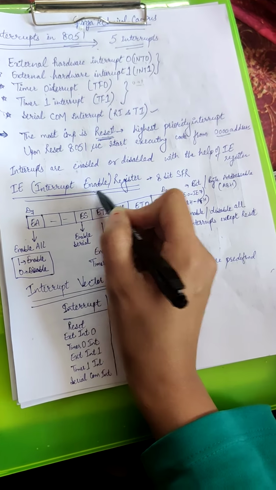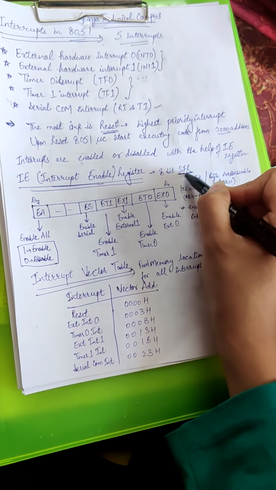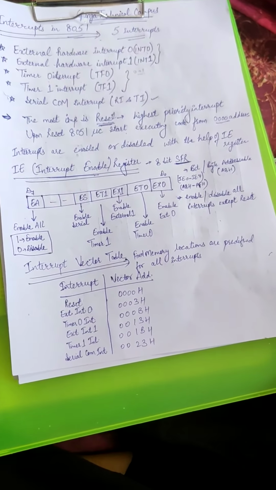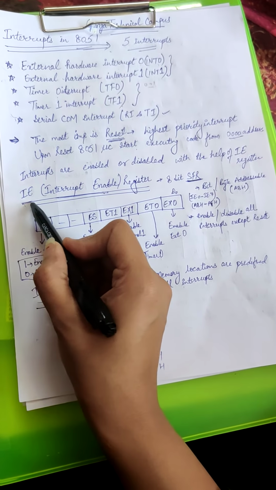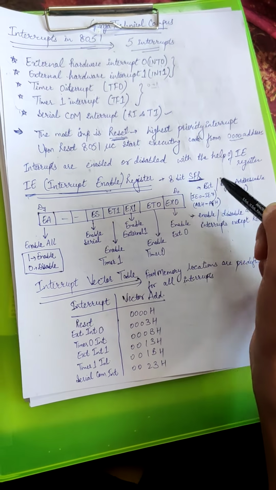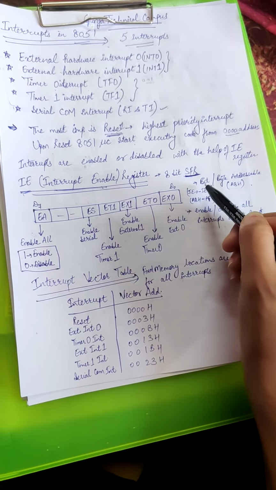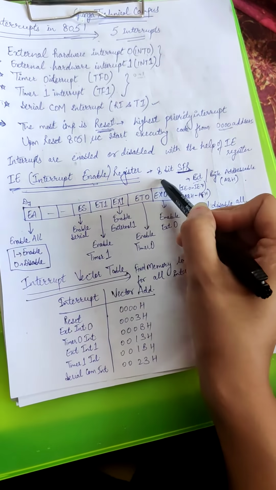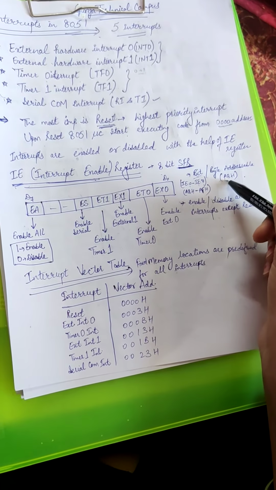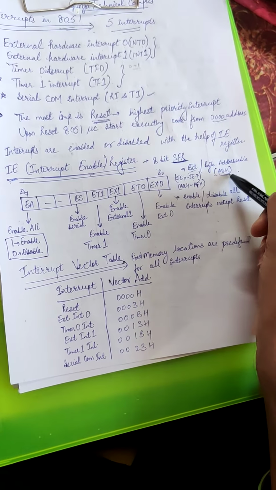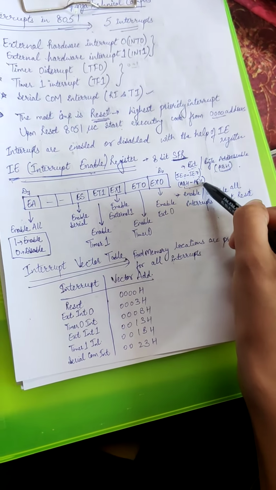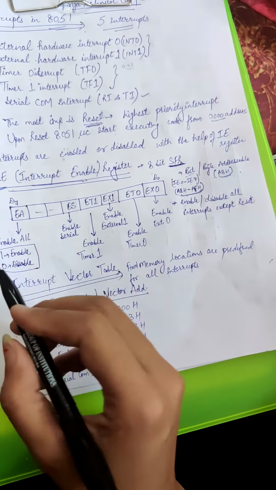This is a part of SFR. SFR is special function register in 8051. So IE is an 8-bit register in SFR. This is bit or byte addressable. Bit means IE is 8-bit, so IE0 to IE7. And byte means its addresses start from A8H. A8H to AFH is its bit addressable area.